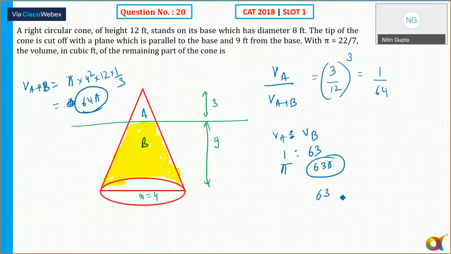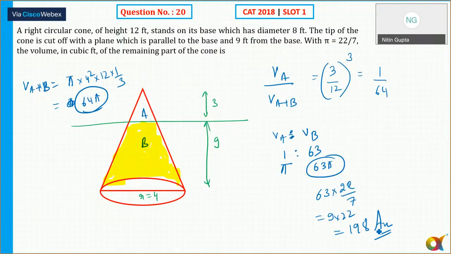That is 63 pi, 63 into 22 by 7. So 7 nines are 63. So that is 9 into 22. And 9 into 22 will be equal to 198. So this is the answer, 198. So this was also an easy question.